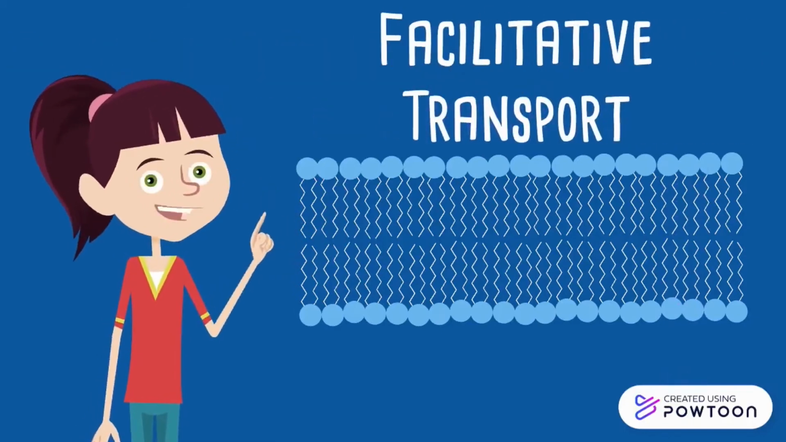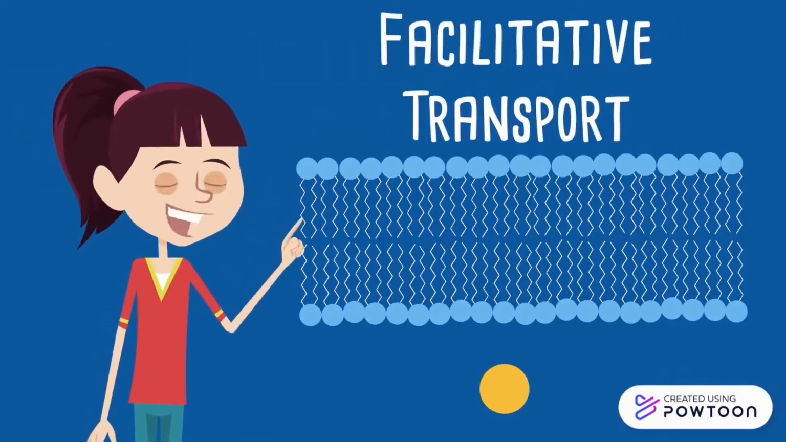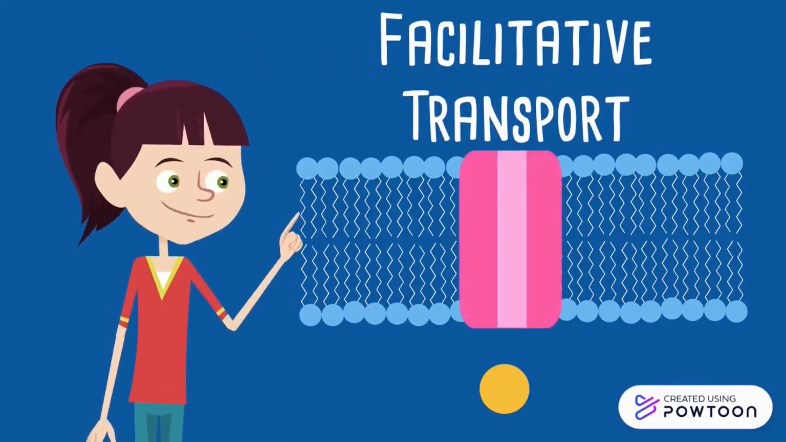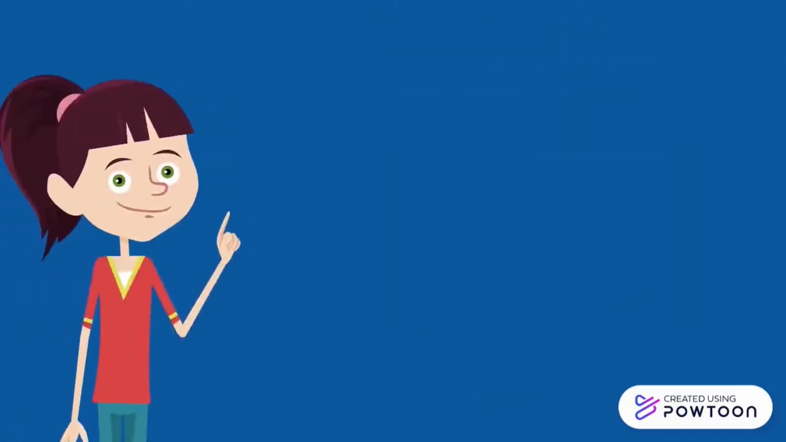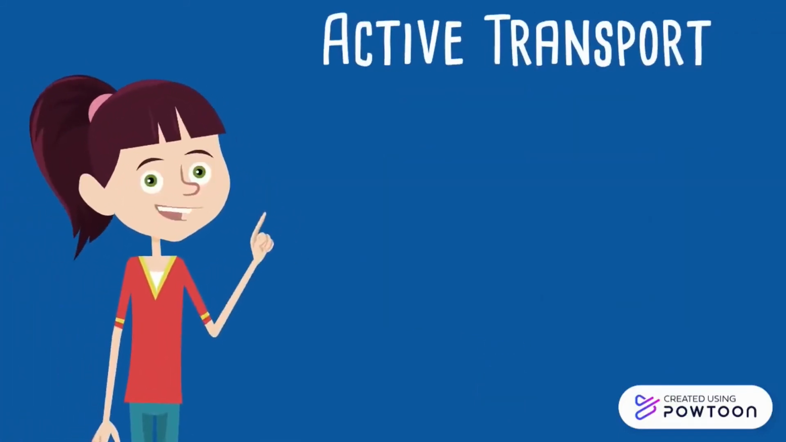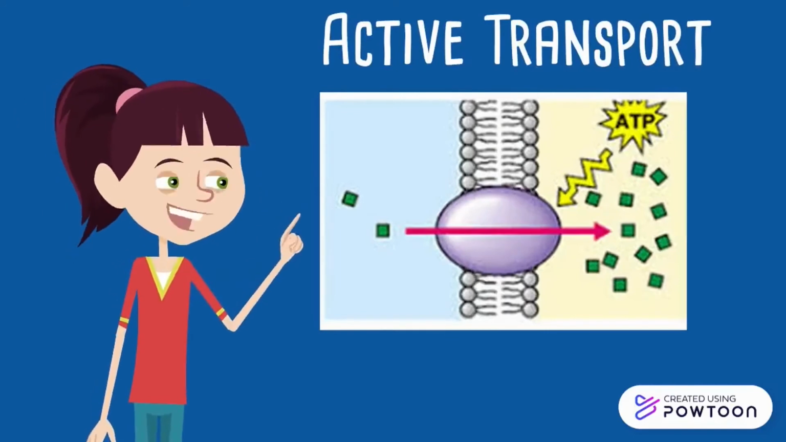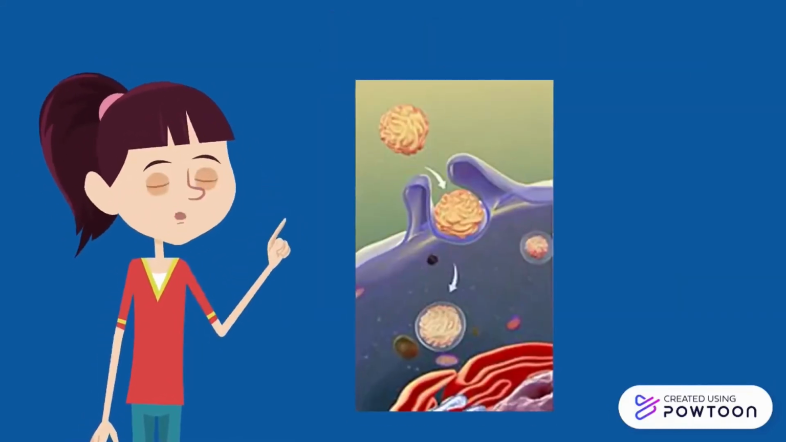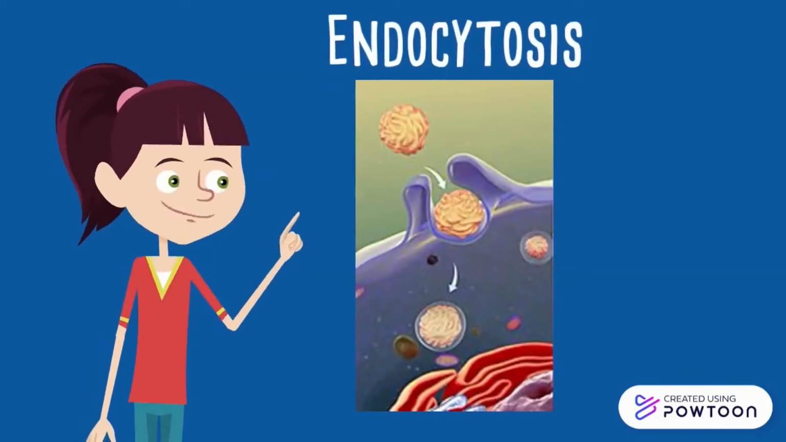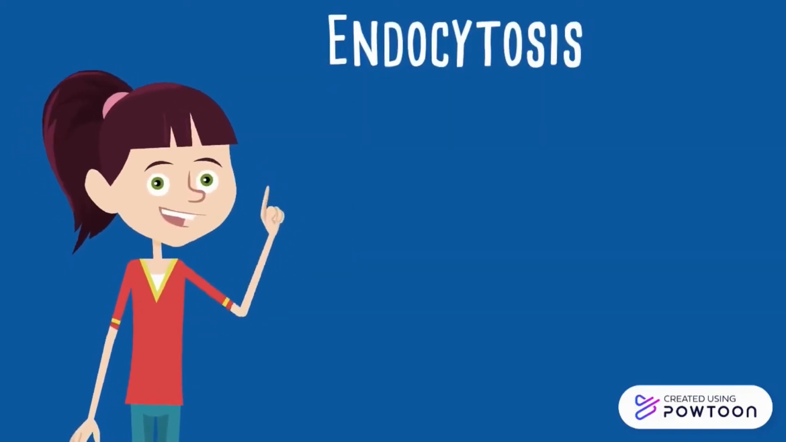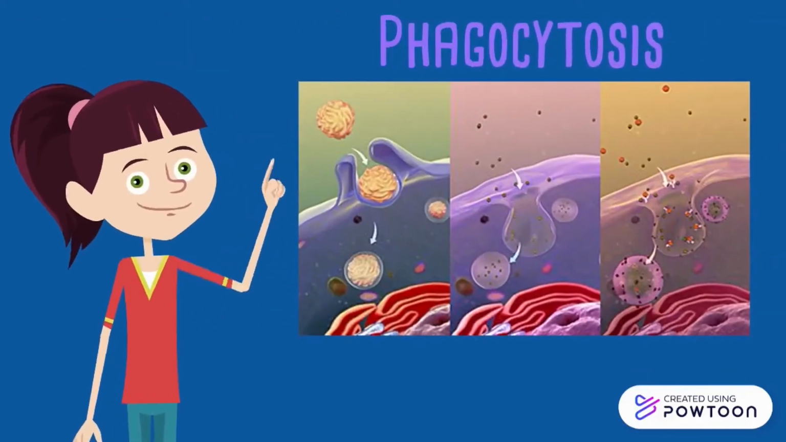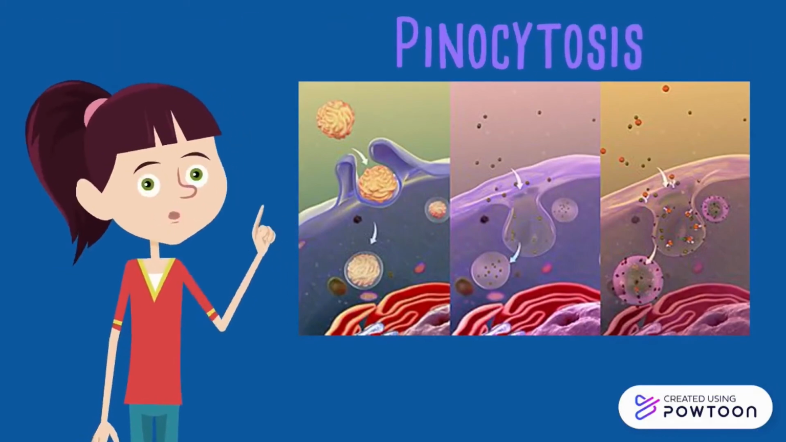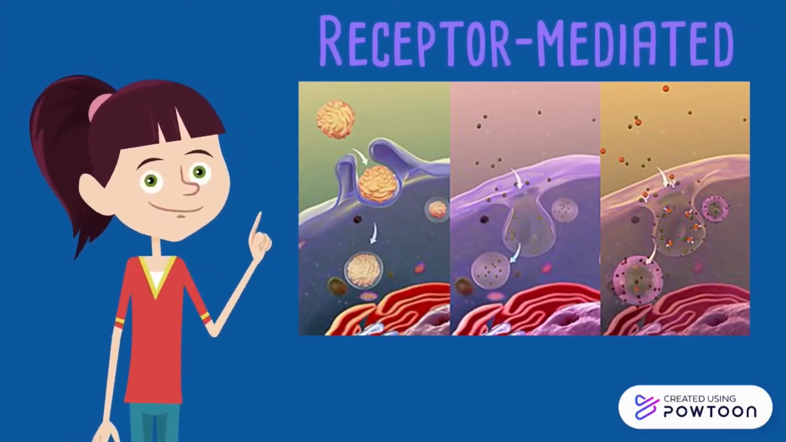Facilitative transport is the diffusion of polar hydrophilic molecules, which have to move through a protein channel. Active transport, on the other hand, is quite different because it requires energy. It moves molecules from low to high concentration, so it goes against the concentration gradient. In order for larger molecules to make it into the cell, endocytosis occurs. There are three types of endocytosis. There's phagocytosis, pinocytosis, and receptor-mediated endocytosis.